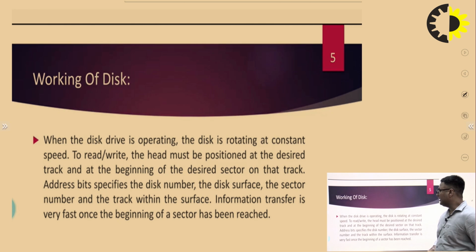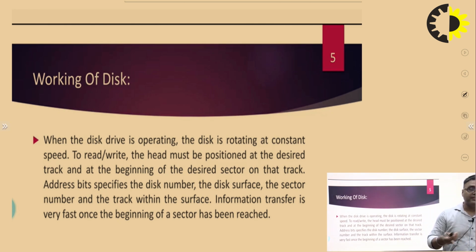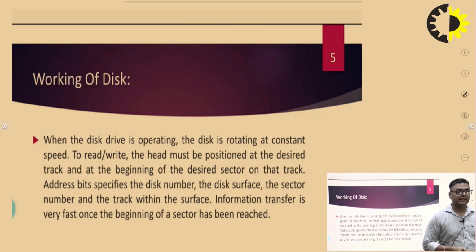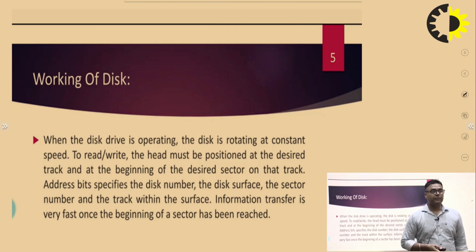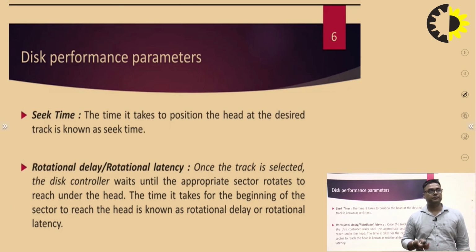Working of disk. When a disk drive is operating, the disk is rotating at constant speed. To read or write, the head must be positioned at the desired track and at the beginning of the desired sector on that track. Address bits specify the disk number, the disk surface, the sector number, and the track within the surface. Transfer is very fast once the beginning of a sector has been reached.